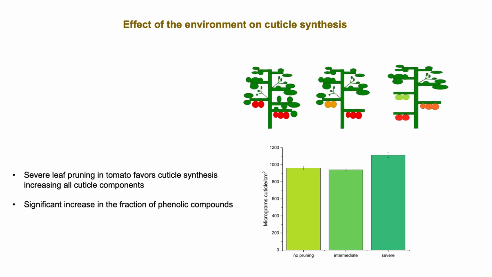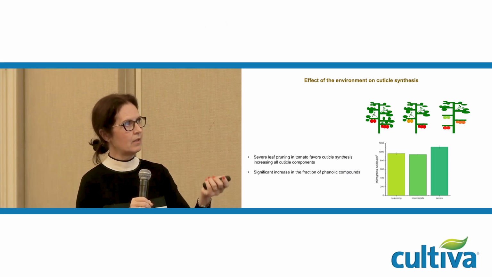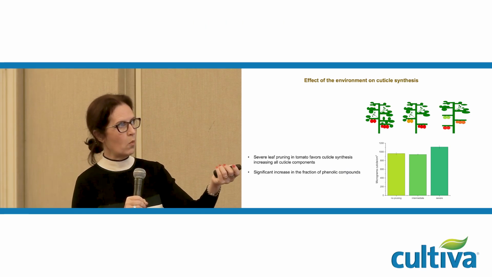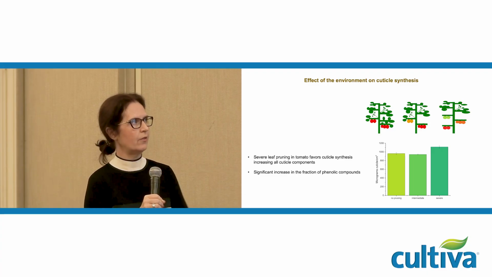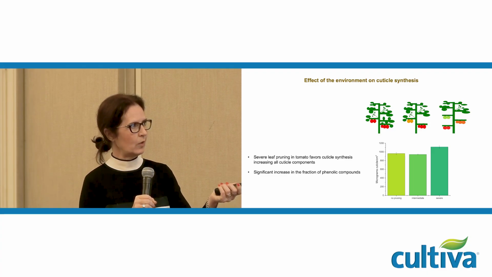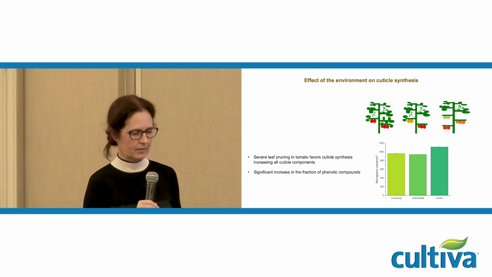But when we do a severe pruning, when we remove leaves up to the truss that is in the mature green state, that means leaving only a few leaves at the top, the cuticle increases very much. And of course, with the cuticle, all the cuticle components increase. And again, since this implies more light and more radiation going to the fruits, there is a much more dramatic increase in phenolics.